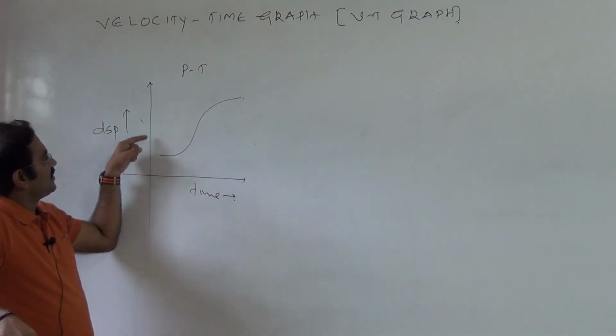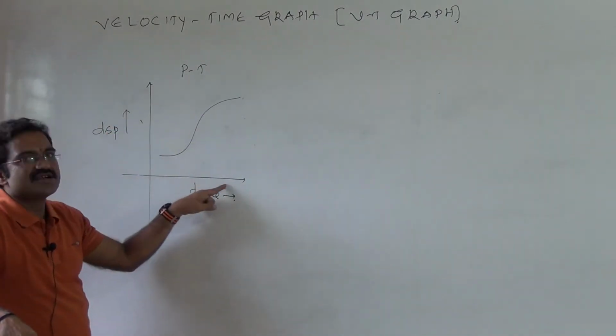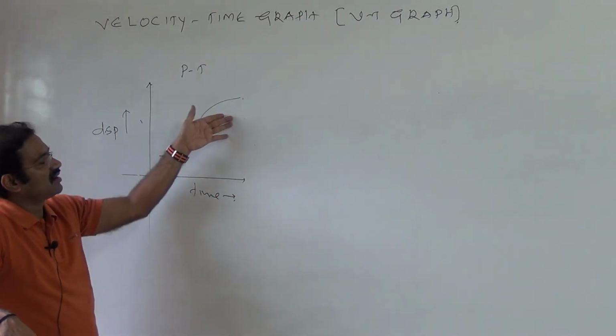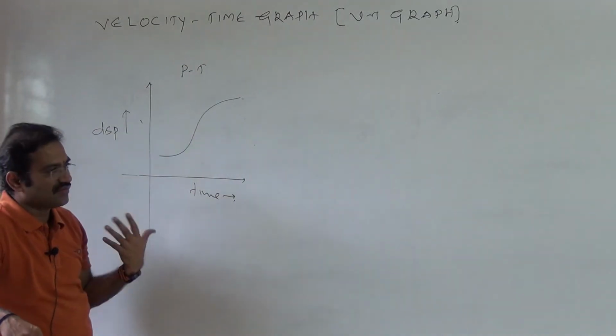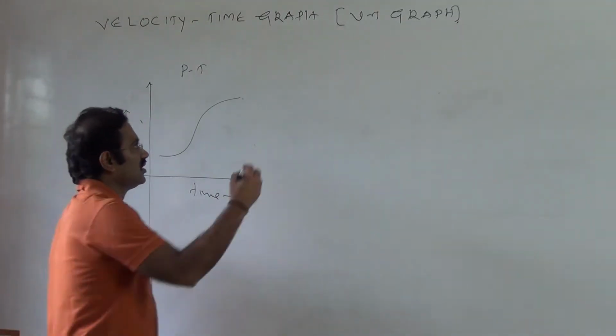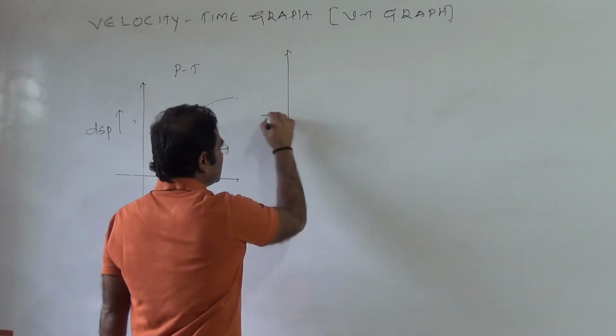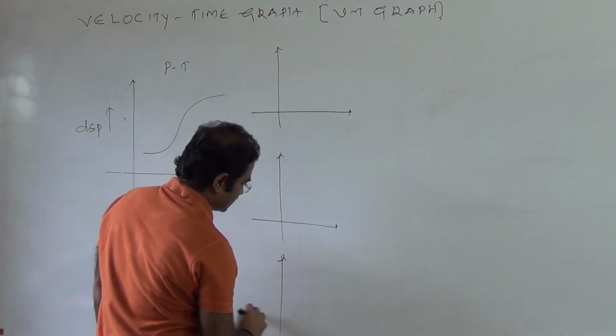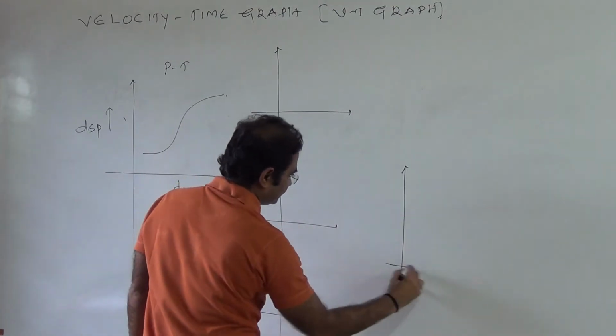Different positions of the particle are represented at different intervals of the time. So now what happens? We get a curve. With the help of that curve, we can judge what is the nature of the motion. There are four types. I draw all four types. This is the third one and this is the fourth one.